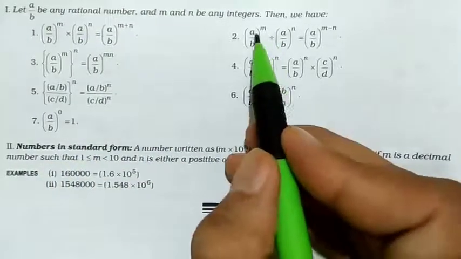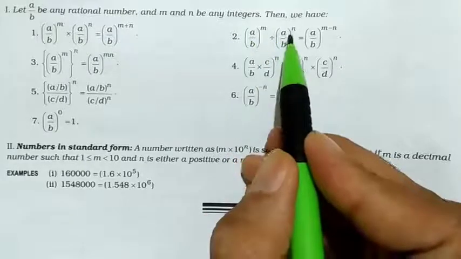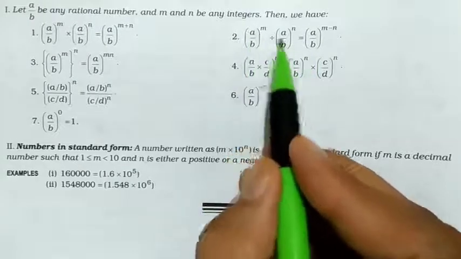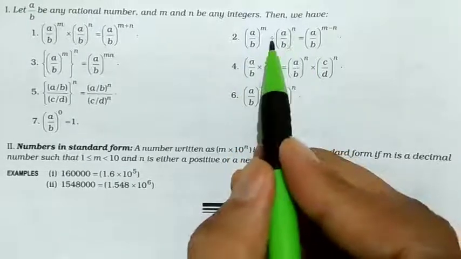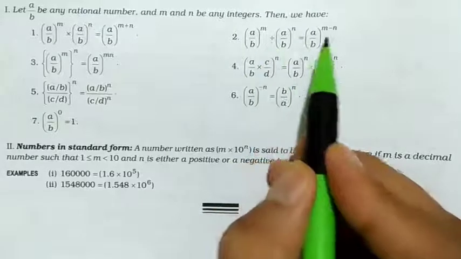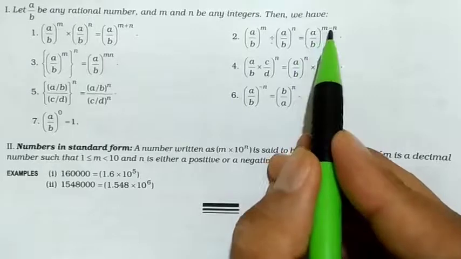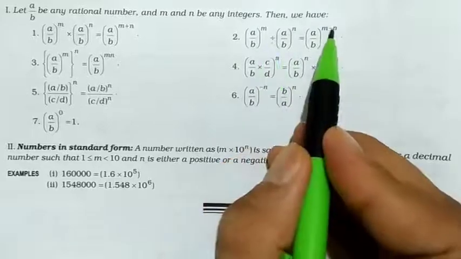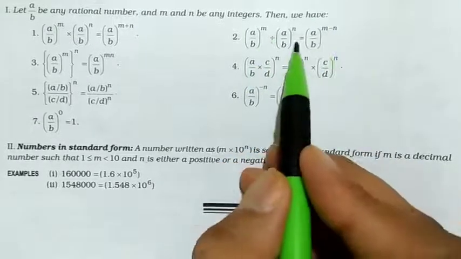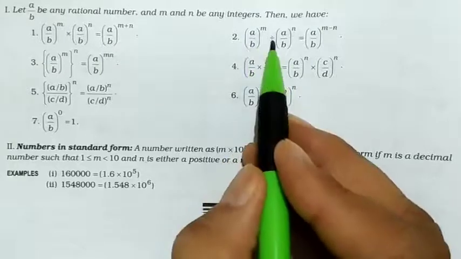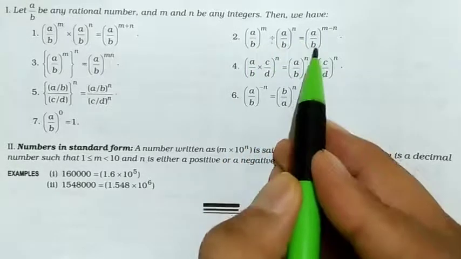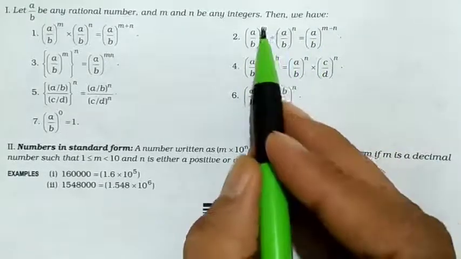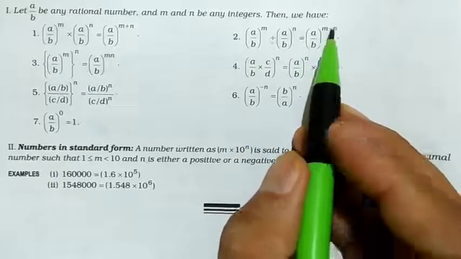Second law of exponents: a by b whole power m divided by a by b whole power n. Notice the bases a by b and a by b are the same and it's in division. So we write this as a by b whole power m minus n. So this is the second law of exponents: a by b whole power m divided by a by b whole power n equals a by b whole power m minus n. When bases are same and it's in division, then we subtract the powers or exponents.